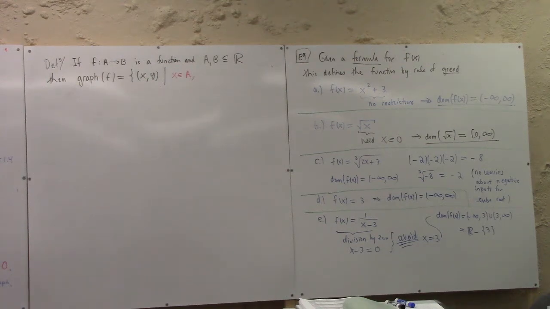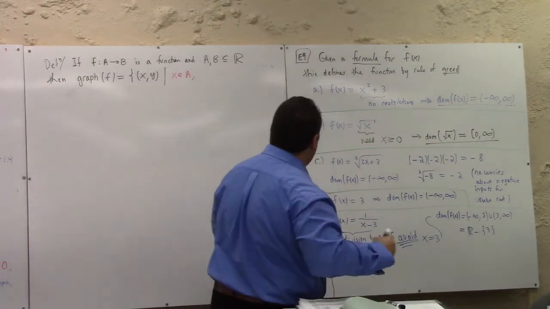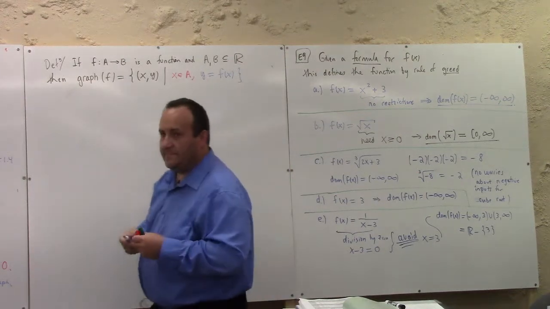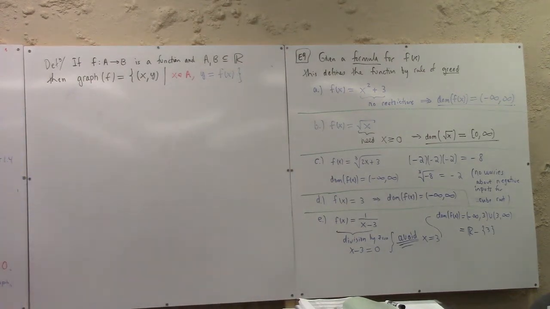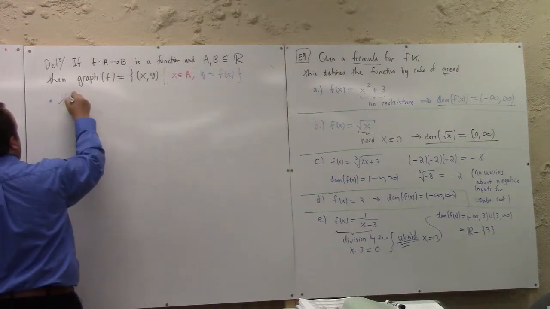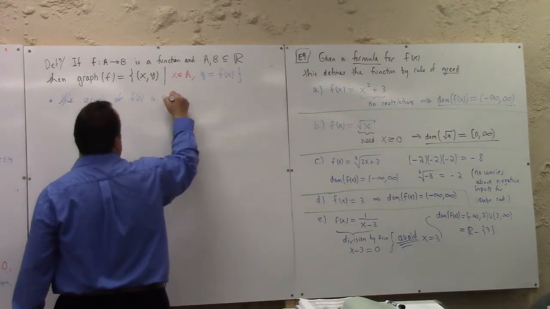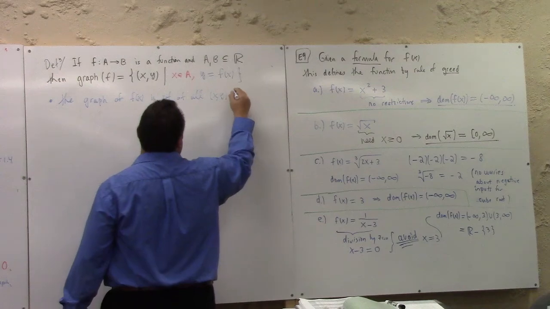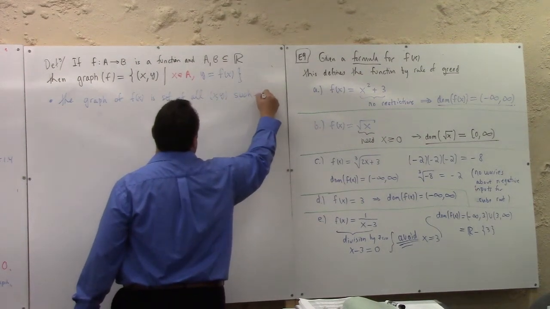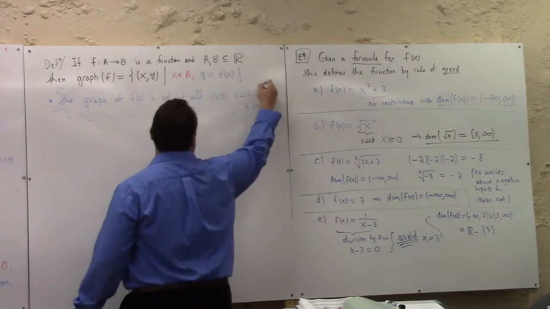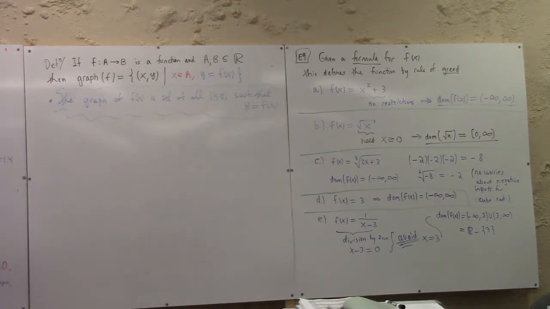So x is an element of the domain A, and what's the other condition? y is not just any old thing, right? y is related to x how? y is equal to f of x, right? So a function is uniquely related to its graph. In other words, just to put it in words, the graph of f of x is the set of all (x, y) such that y is equal to f of x. This is the graph, right? To put it in less formal terms.